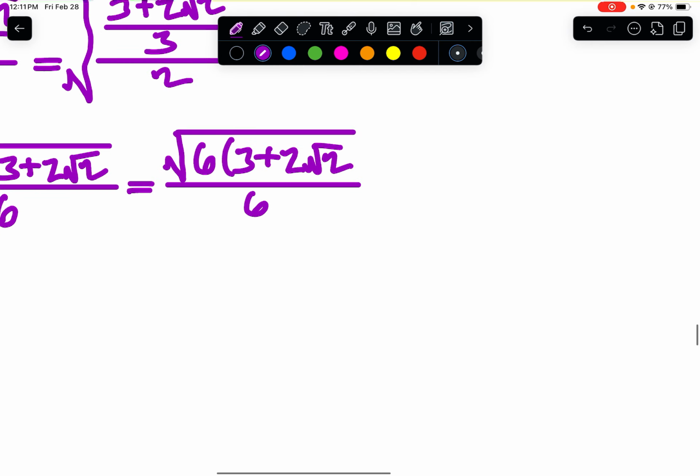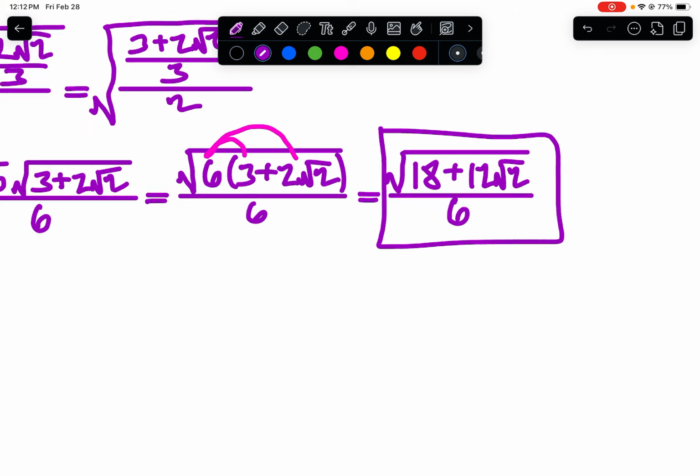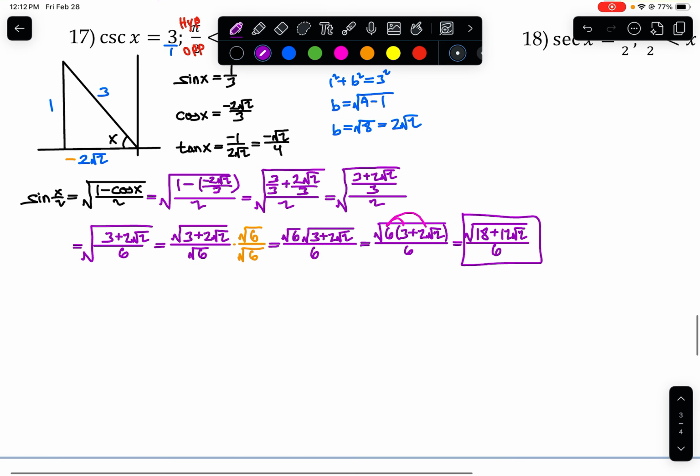And then I can simplify this beast. After I distribute, I'm going to rewrite it as 18 plus 12 root 2 over 6. And this is the final that we want. And that's just for sine. We still got cosine and tangent to do. Oh, goody.